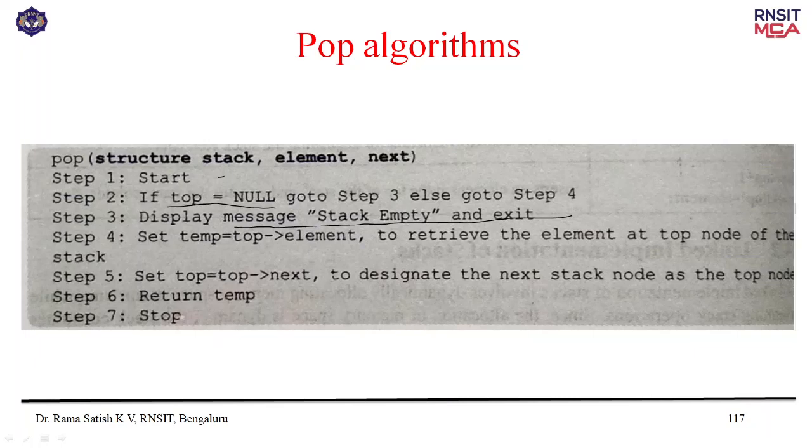If not, you store the top element in a variable called temp, because the top element has to be returned back to the calling function, and of course move the top to the top of next. So finally you return this top value, and as you pop out, the deleting element is returned to the main function, and the element is removed from the stack.